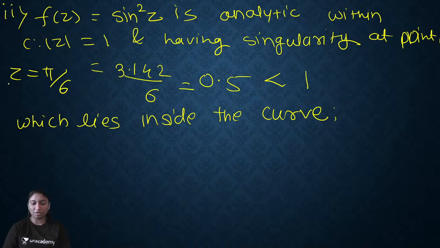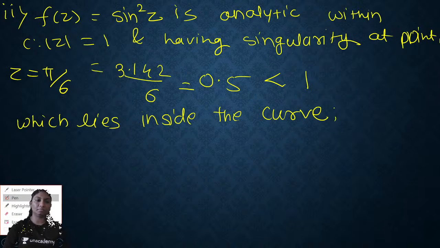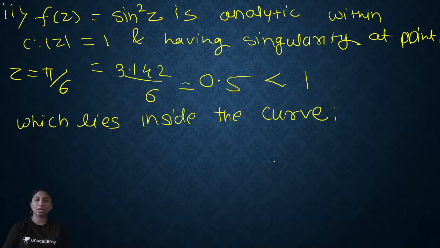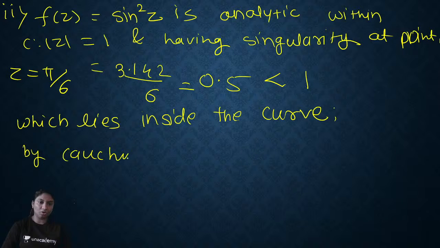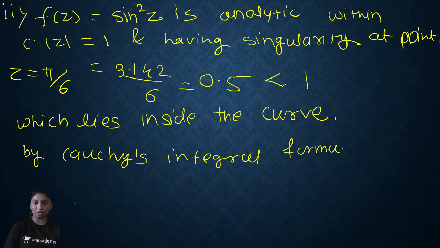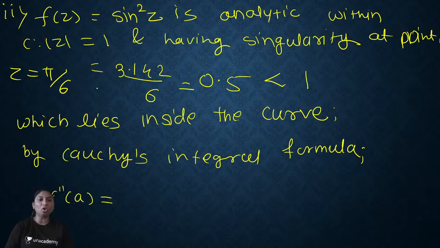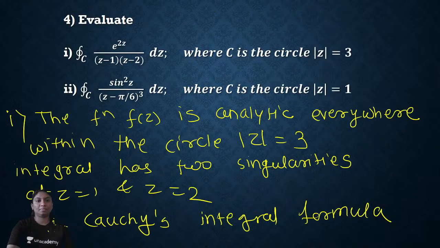So what will happen here? If it lies inside the curve C, then by Cauchy's integral formula we get f double dash of a, because this is a pole of order 3. z is equal to pi by 6 is a pole of order 3.